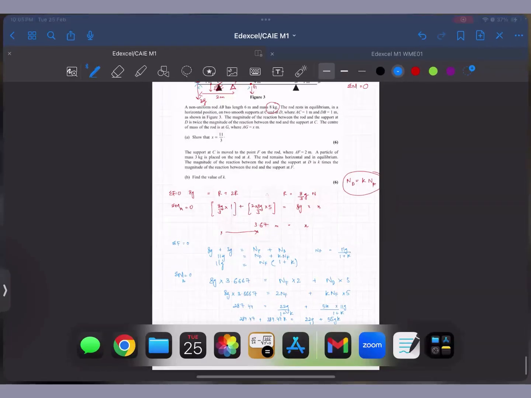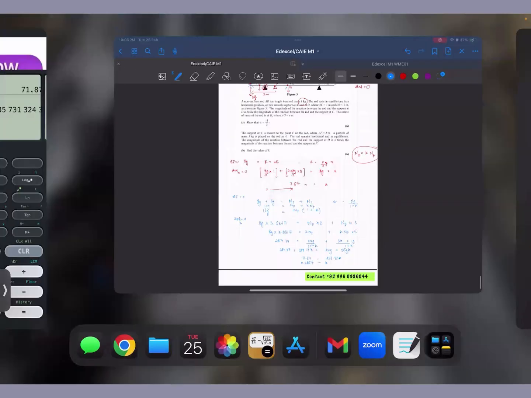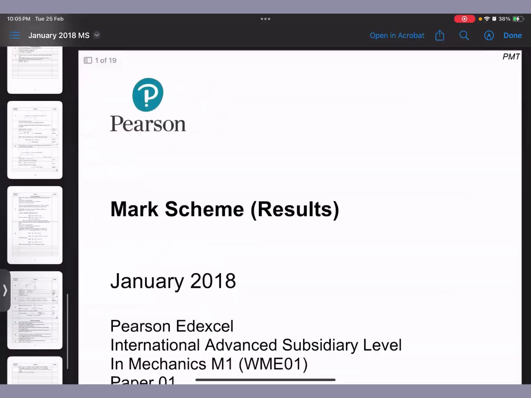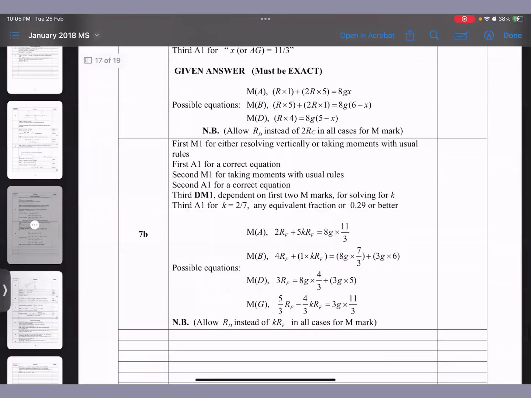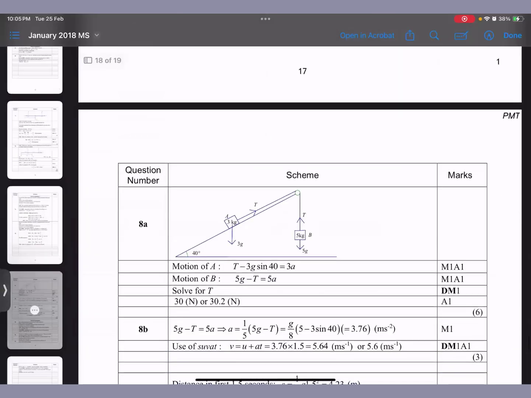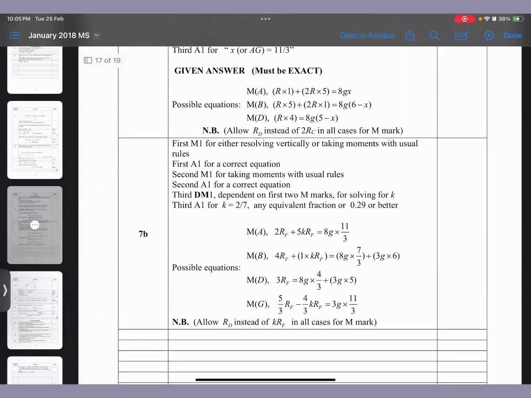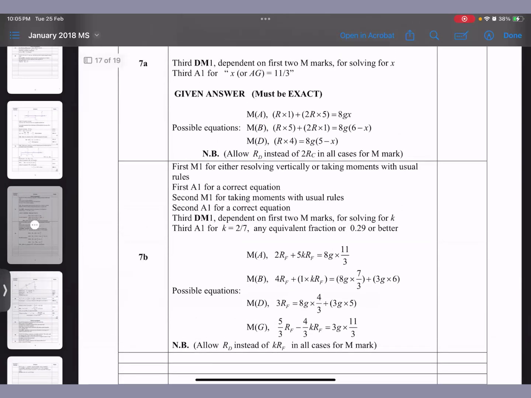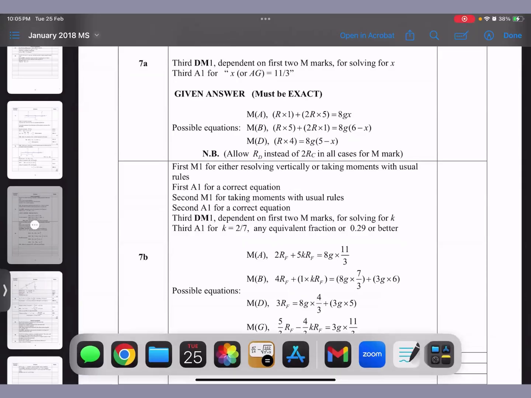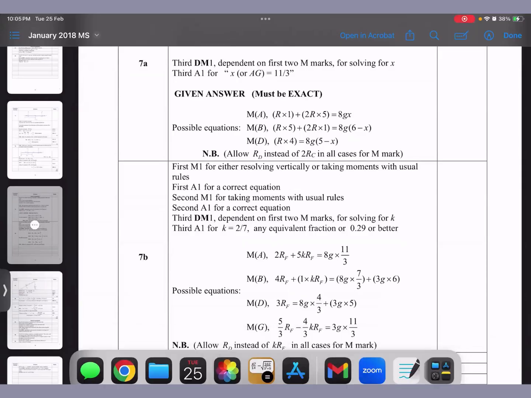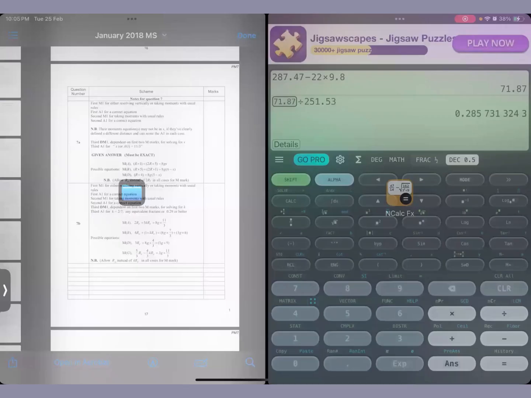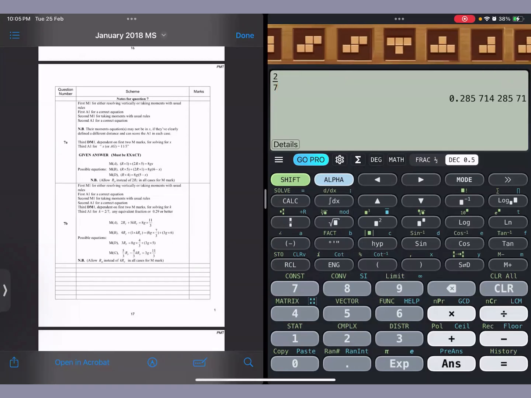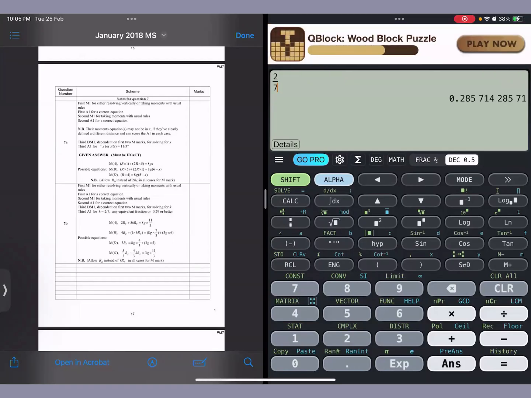Let's confirm the solution as well. January 18, question 7. What is the solution for K? K is 2 over 7. 2 over 7 is how much? 0.285, 0.29 or better. Okay, yes, we've got the right answer. We got something like that.